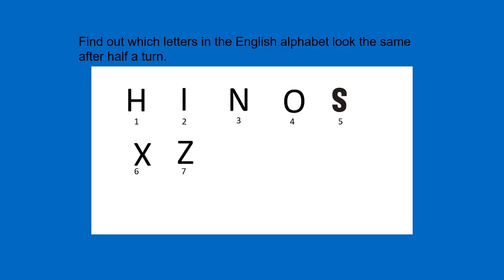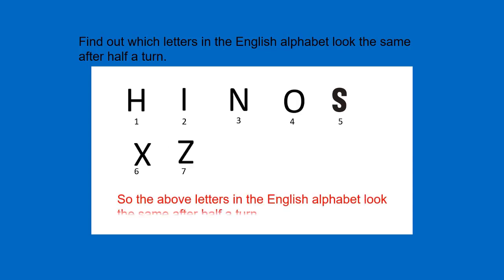Now the last letter Z. It looks the same after half a turn. So the above letters in the English alphabet look the same after half a turn.